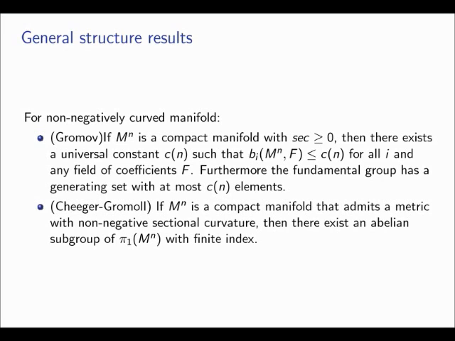Okay, so this is for the non-negatively curved manifold. This means you have the sectional curvature bigger or equal to 0, so somewhere you may have a 0 curvature.